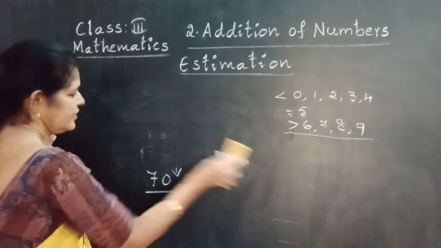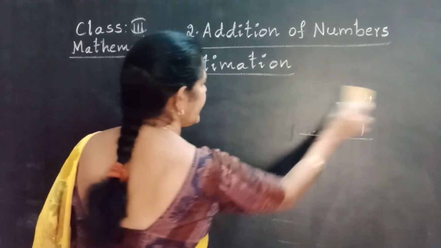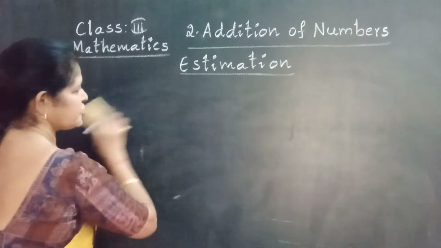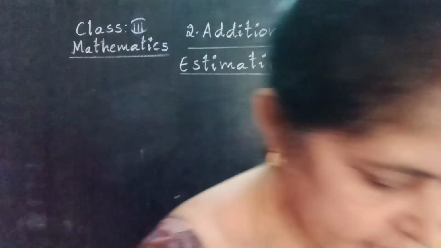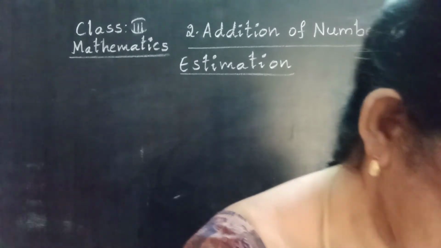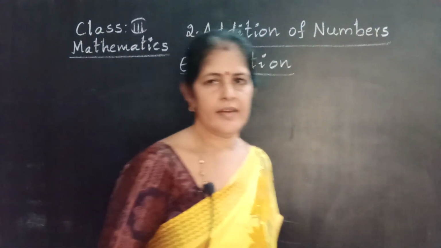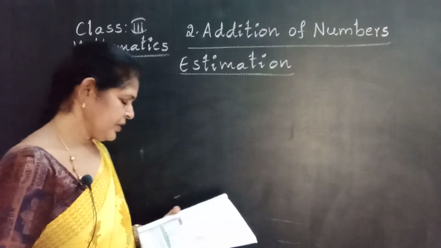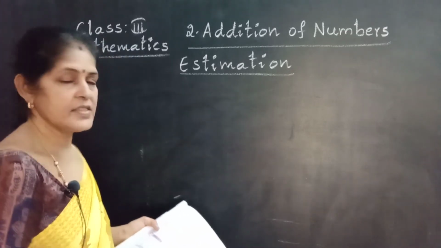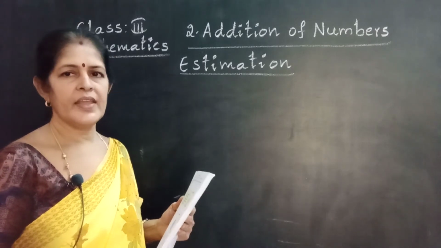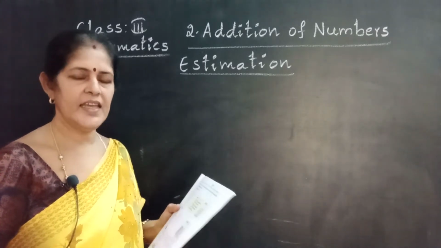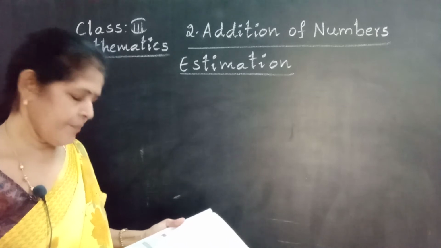This is rounding of numbers nearest to the tens. Now we are going to estimate the sum to the nearest 10. This is Exercise 2G in our textbook, page number 41.